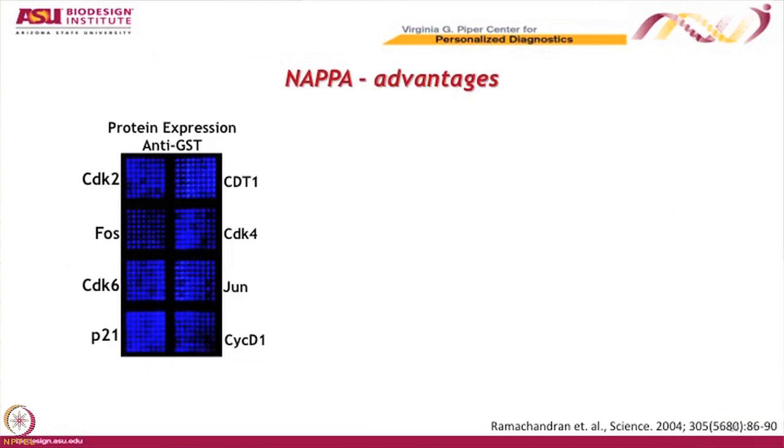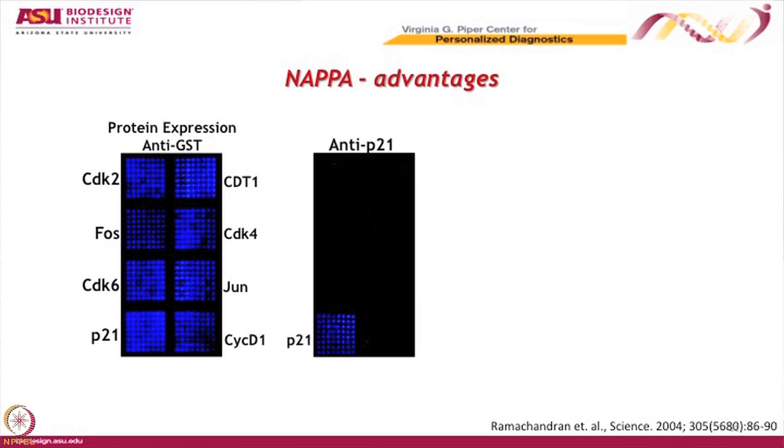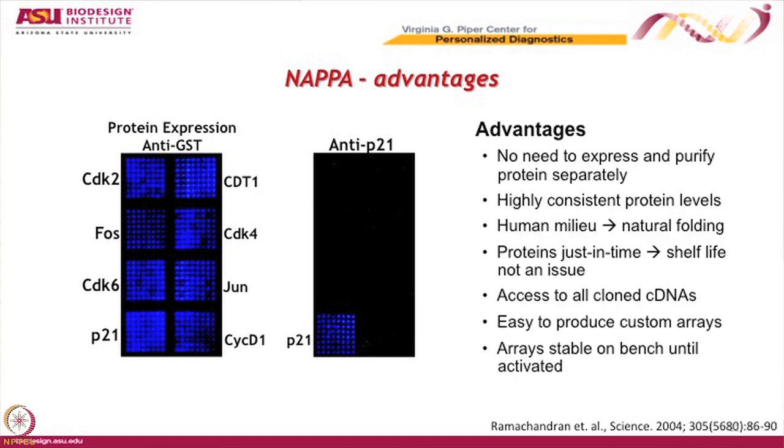This is taking a NAPPA array, and we test it for total protein levels by looking at GST, because all the proteins on the array have a GST tag on their C terminus. So if we get staining of GST, it tells us how much protein is present. And if we stain the array for one protein, we get that one protein. And I think we've been through all of these advantages of this approach.